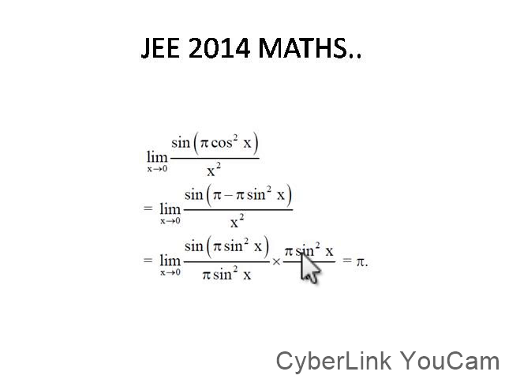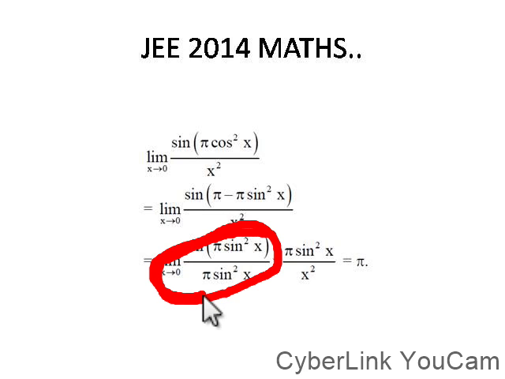Now we all know that limit x tends to 0 sine x upon x is 1. If here is 2x, then we must have denominator as 2x. Here the numerator sine of angle is pi sine square x, so we must have here pi sine square x. So we just multiply by pi sine square x and divide by pi sine square x. So this whole thing comes out as 1, because limit x tends to 0 sine theta by theta is 1.